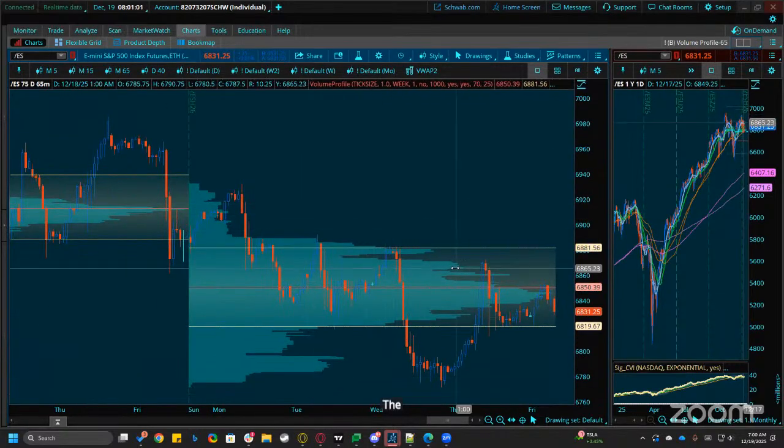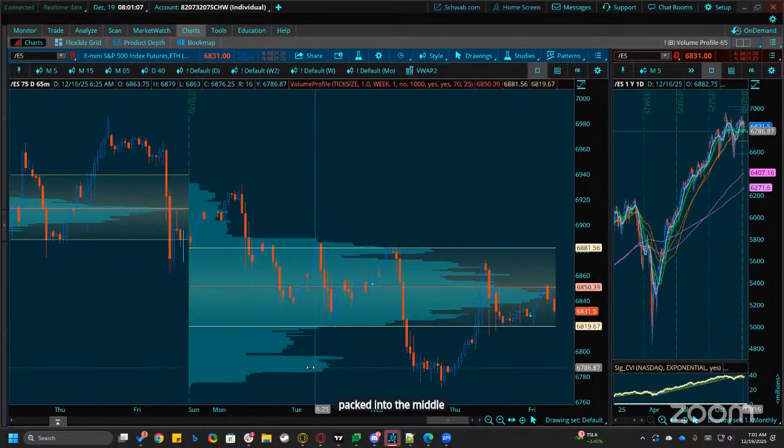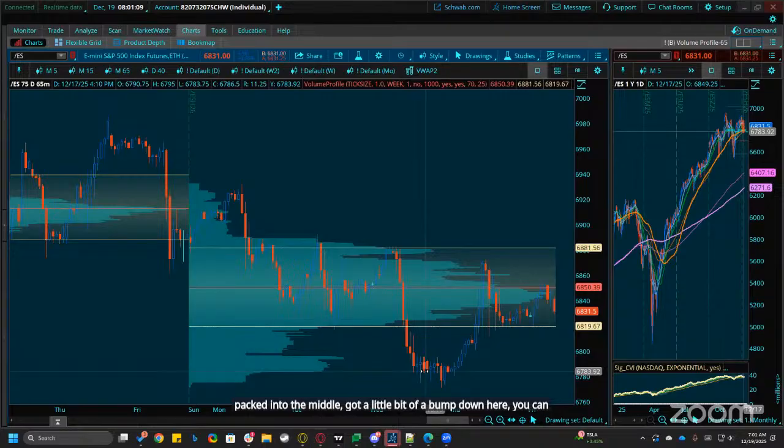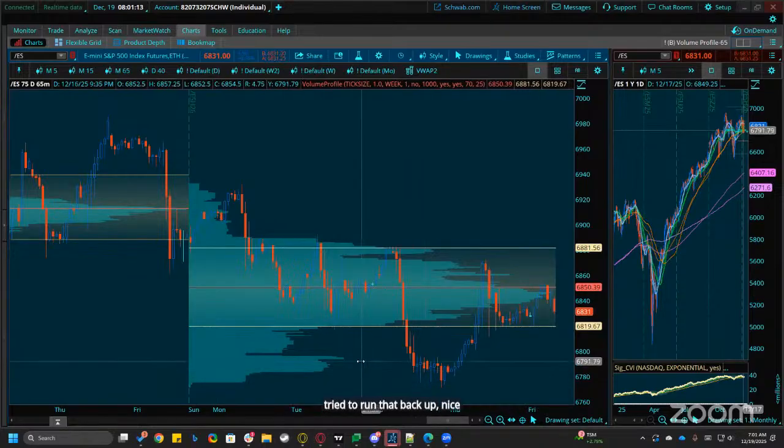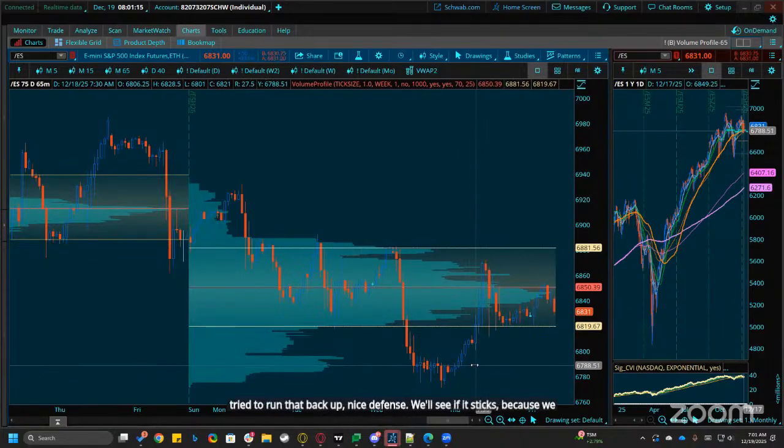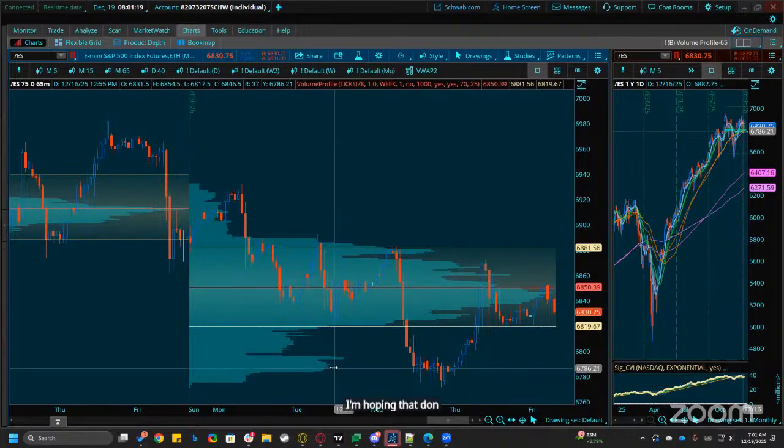The profile on the week is relatively wide, and all of the work is packed into the middle. Got a little bit of a bump down here. You can see how the buyers stepped in, tried to run that back up. Nice defense. We'll see if it sticks, because we might end up retesting that today. I'm hoping that doesn't happen, but we could test their resolve.